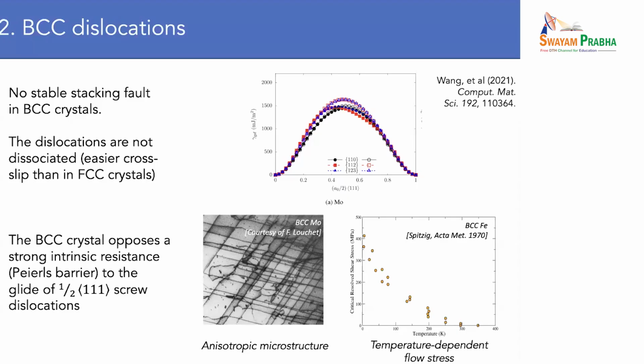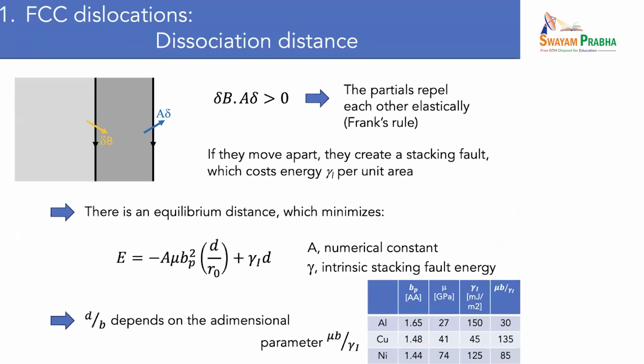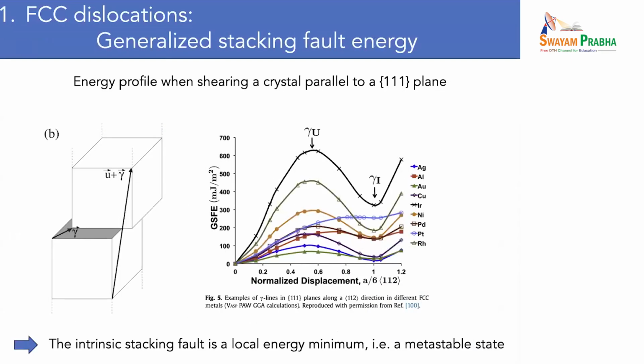Okay, so quickly for BCC. In FCC, the stacking fault is a metastable state. In BCC, there is no such stacking fault. If you look at how the energy varies when you shear a crystal, in FCC you would have something like this, with an intermediate metastable state, which is the stacking fault.